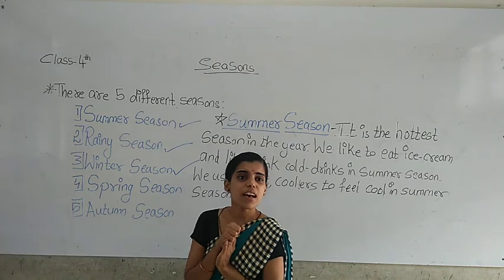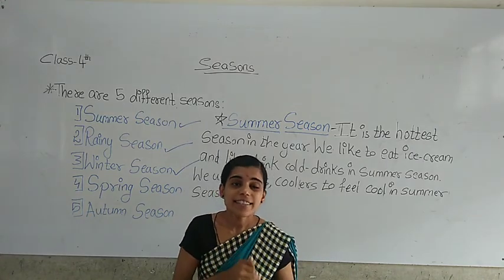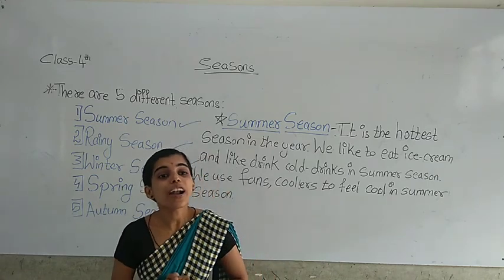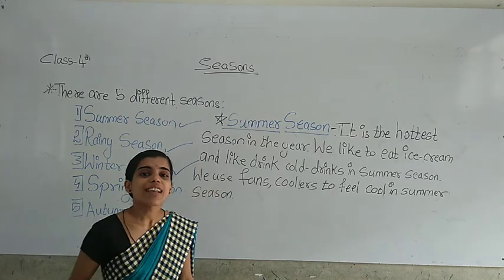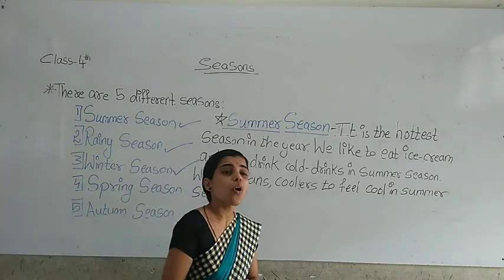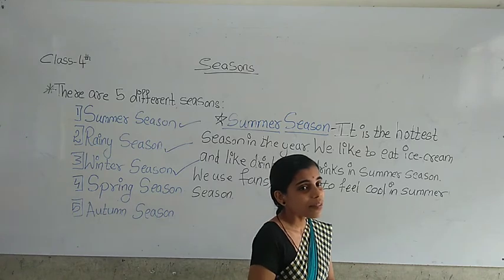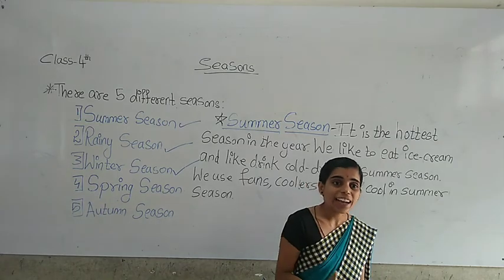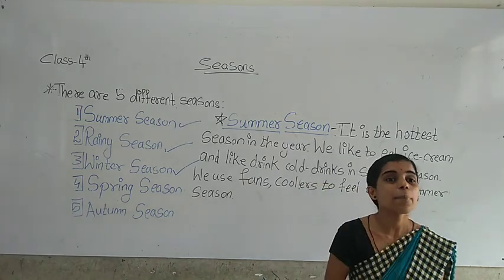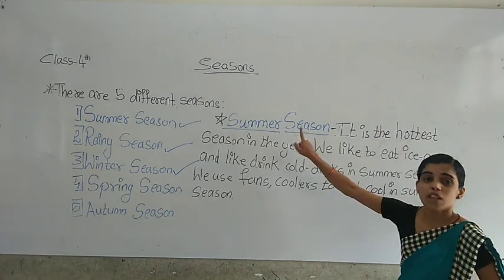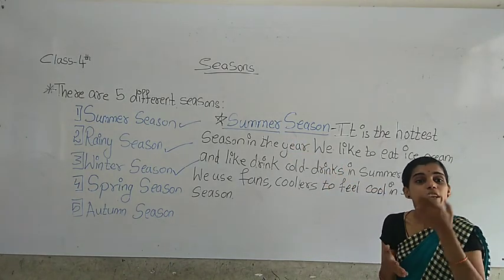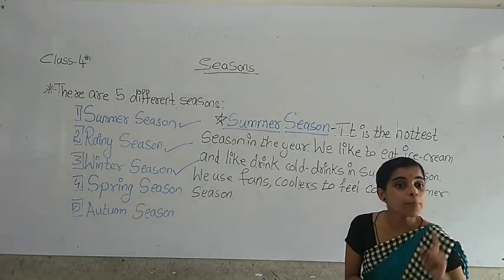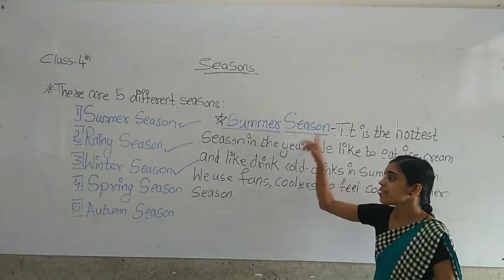Next, in summer season, we like to eat ice creams, we like to eat cold food items, we like to drink cold drinks like juice in summer season. Why do we like to drink cold drinks and eat ice cream? Because to keep our body cold, we like to eat the cold food items during summer season. So summer season is hot season. To keep our body cool, we like to eat the cold food items only in summer season.